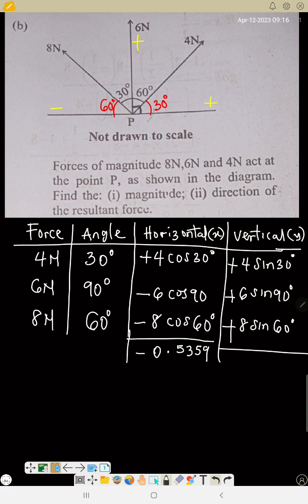So that is the horizontal direction. So it remains this vertical. Add down also. So add all the forces. So we have 4 sine 30 plus 6 sine 90 plus 8 sine 60. So that is 14.928 Newton. So that is our result addition.